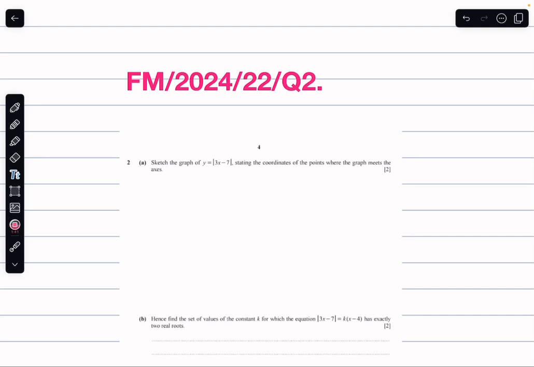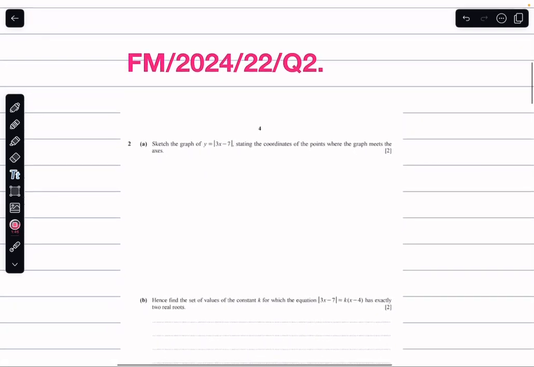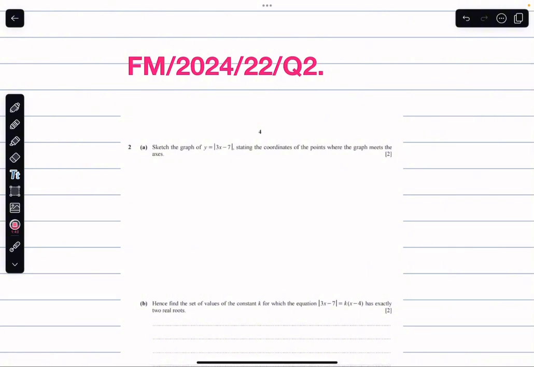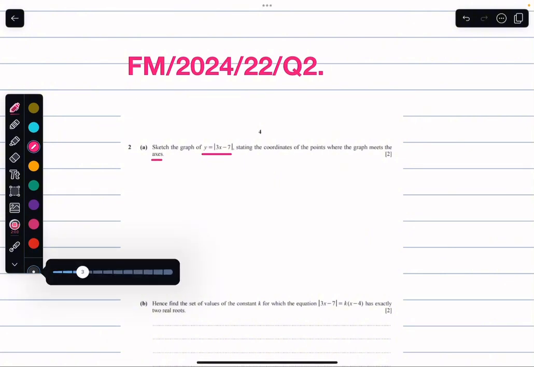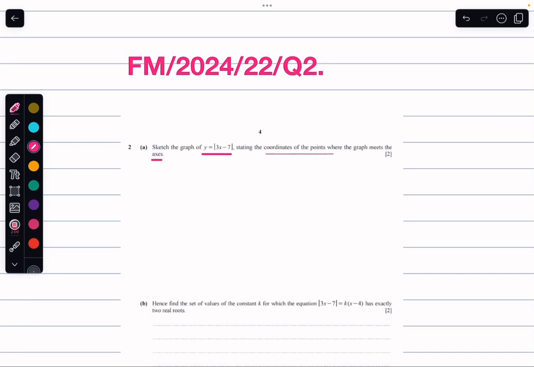So let's begin with the solution. It's question number 2, and the question says: sketch the graph of y equals absolute 3x minus 7, using the coordinates of the points where the graph meets the axes. So this is one of the hints that I should be considering here: the coordinates of the points where the graph is meeting the axes. So let's start solving this question.